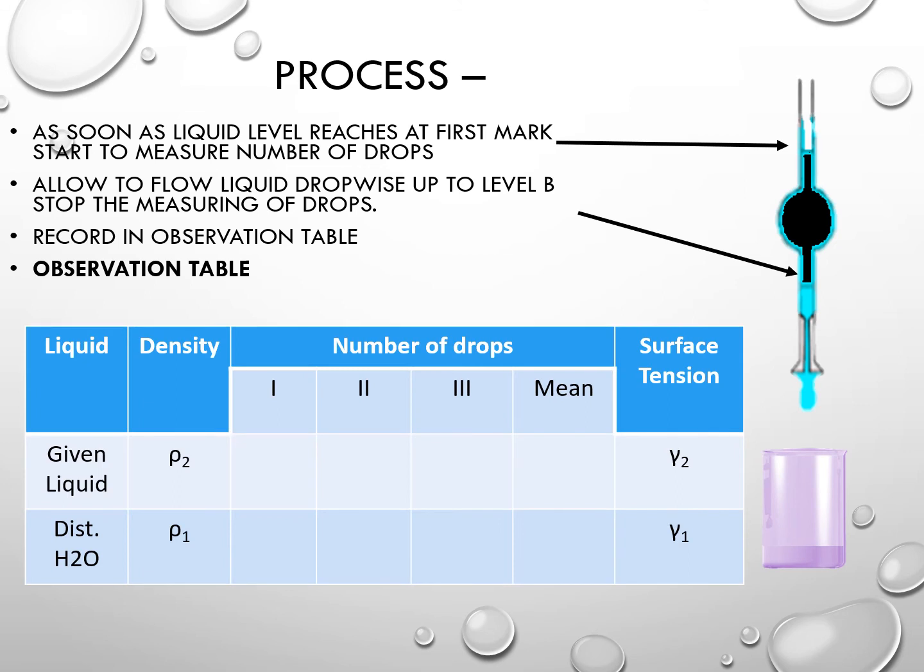Observation table is like this. Liquid, that is given liquid and distilled water. Density rho 2, rho 1: rho 2 for given liquid, rho 1 for distilled water. Number of drops, 3 readings we should note: 1, 2, 3, and finally the mean of these 3 readings. And surface tension mu 2 for given liquid, mu 1 for distilled water.